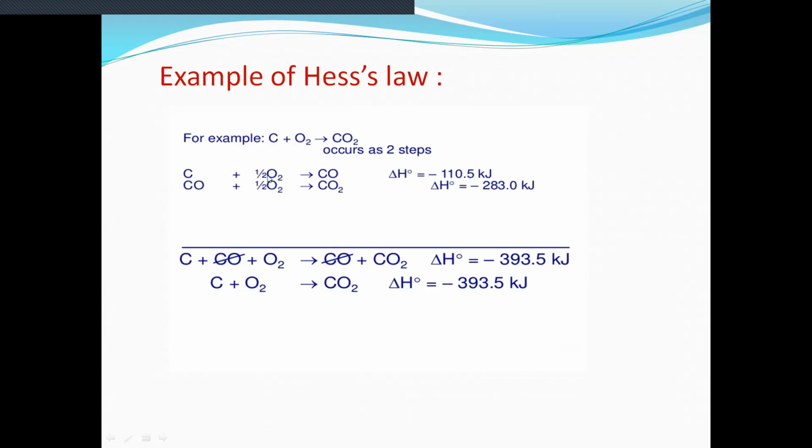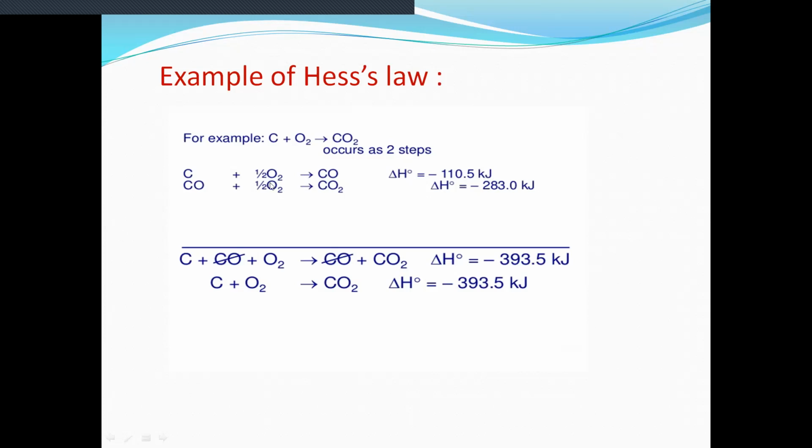That is, we have taken C plus half O2, it gives CO, carbon monoxide. When carbon is heated in insufficient amount of oxygen, it is converted into carbon monoxide. C plus half O2 gives CO. This is the carbon monoxide. And enthalpy change in this reaction is minus 110.5 kilojoule.